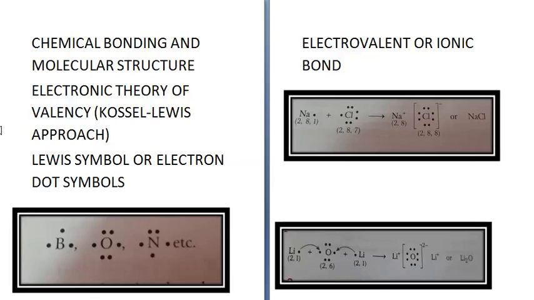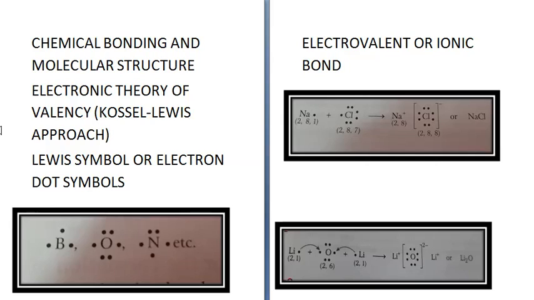Today we are going to start a new chapter, chemical bonding and molecular structure. A chemical bond is a force of attraction which holds the atoms or ions together in a molecule. Formation of a chemical bond takes place due to the tendency of the constituent atoms to acquire noble gas configuration and the tendency to acquire minimum energy by the molecule.